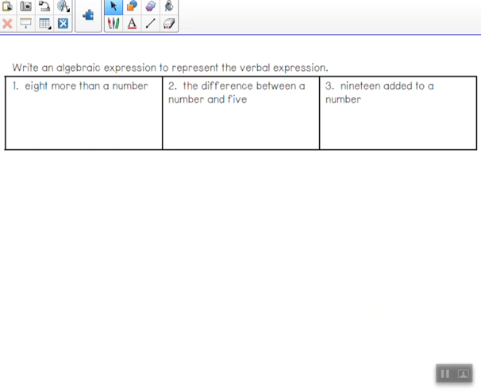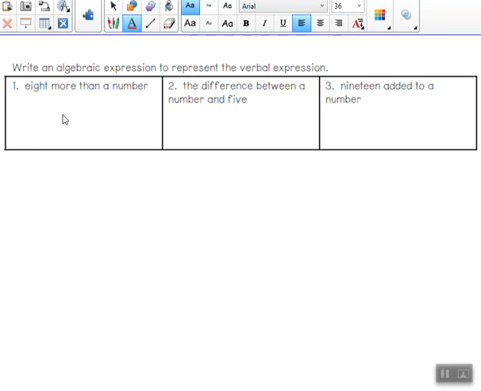So write an algebraic expression to represent the verbal expression. If we look at this first one, 8 more than a number. Well, they don't tell us what number. They just tell us 8 more than something. So think of this as x. Okay, that's the unknown, a number. And we want 8 more than that. So that would be the unknown number plus 8. That's what's represented by those words.